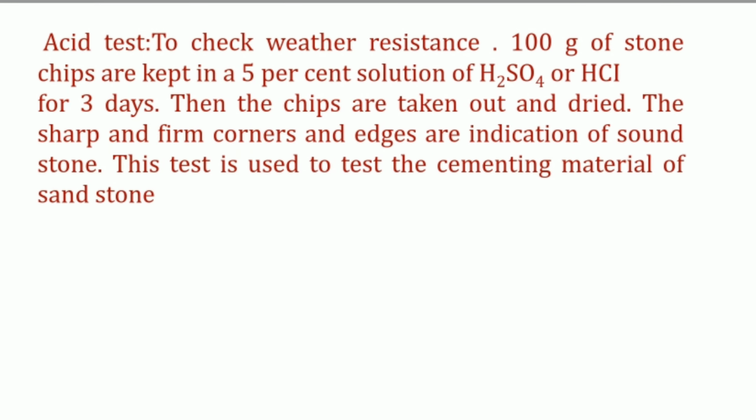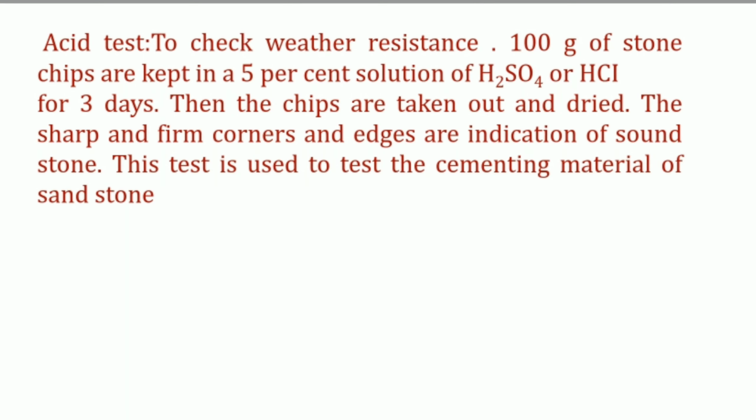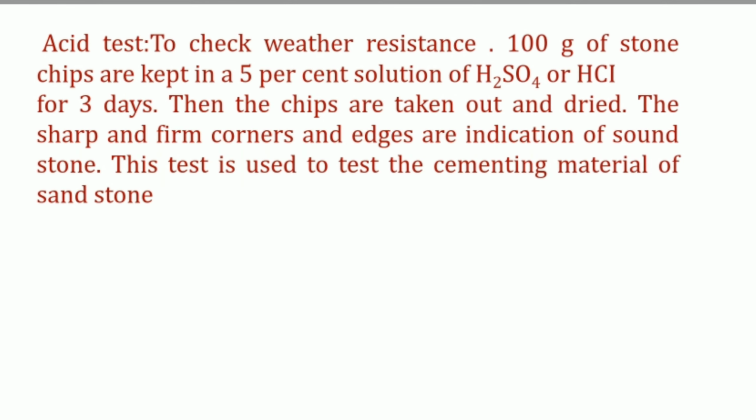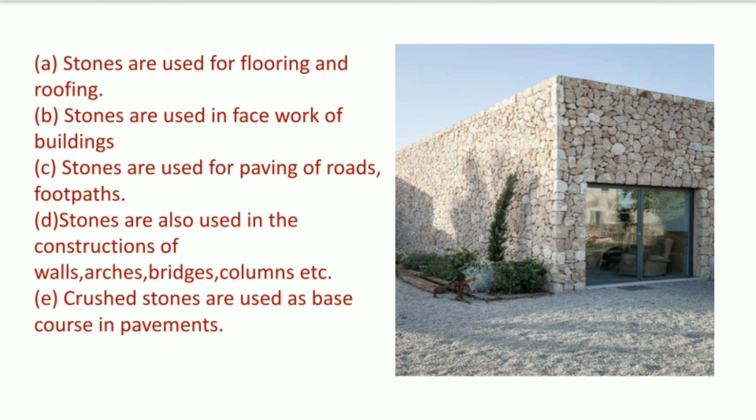Acid test. The acid test is used to check the weathering resistance of the stones. 100 grams of stone chips are kept in a 5% solution of H2SO4 or HCl for 3 days. Then the chips are taken out and dried. Sharp and firm corners and edges are an indication of sound stones. This test is used to test the cementing material of sandstone.